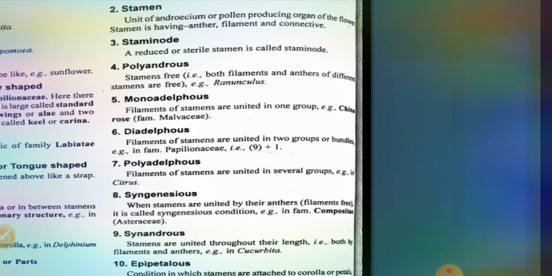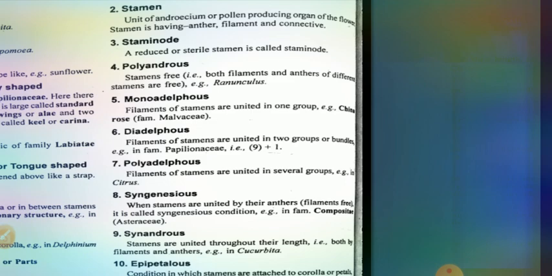Then this is known as the diadelphous. It is mainly seen in case of the Papilionaceae family. Polyadelphous means united into several groups. Filaments of the stamens are united into several groups, and it is mainly seen in case of the Citrus species.